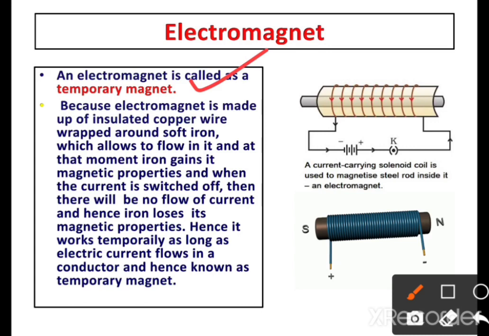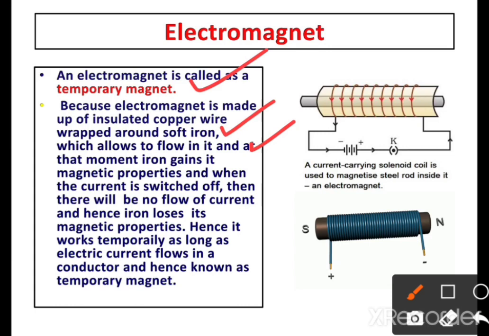Because an electromagnet is made up of insulated copper wire wrapped around soft iron, which allows current to flow in it. At that moment, iron gains its magnetic properties, and when the current is switched off, there will be no flow of current, and hence iron loses its magnetic properties. Hence it works temporarily as long as electric current flows in the conductor, and hence is known as a temporary magnet.